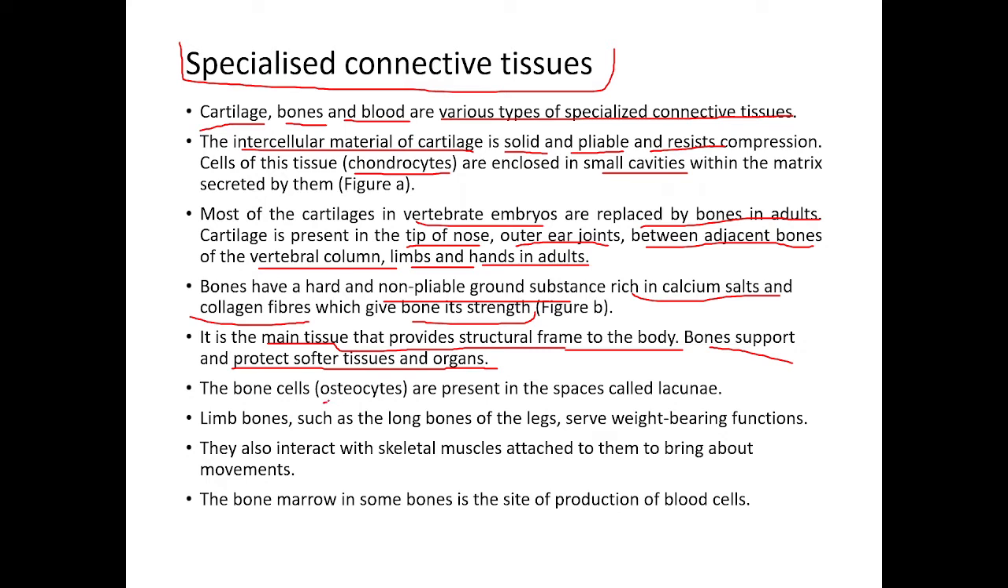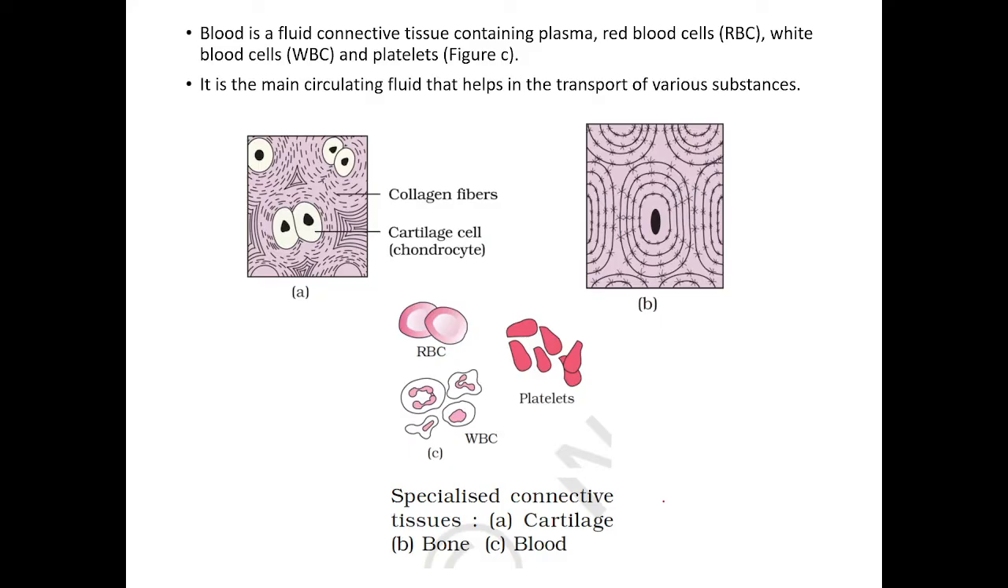The bone cells, which we call osteocytes, are present in spaces called lacunae. The limb bones, such as the long bones of the leg, serve weight-bearing functions. They also interact with the skeletal muscles attached to them to bring about movements. The bone marrow in some bones is the site of production of another specialized connective tissue, that is the blood cells, which we call hematopoiesis.